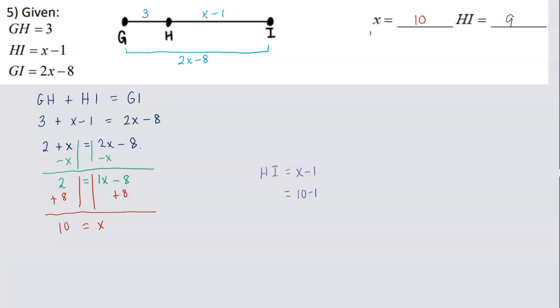I started with the segment addition postulate. I filled in what I knew, and then I gathered my x's to one side of the equal, and I gathered my constants to the other side of the equal. Then I figured out how big HI was.